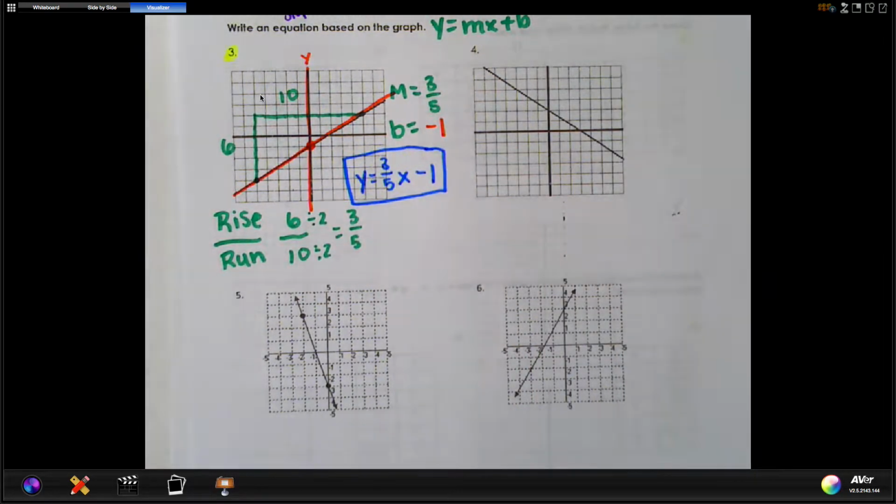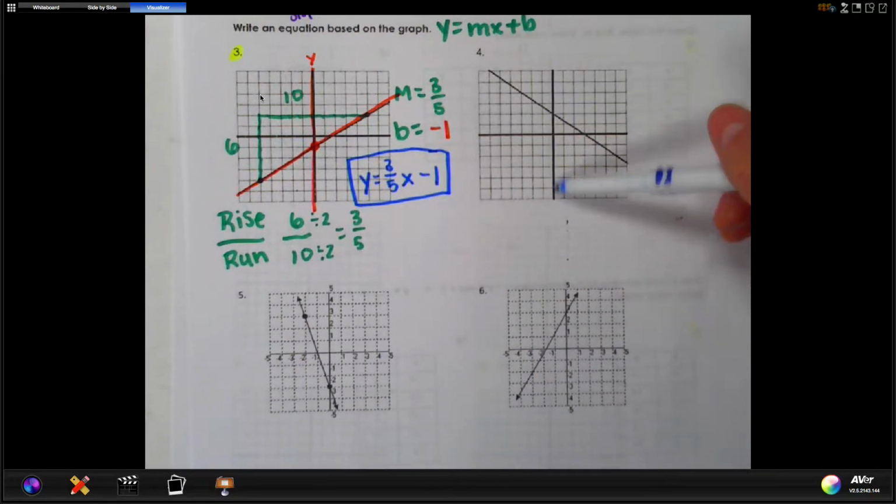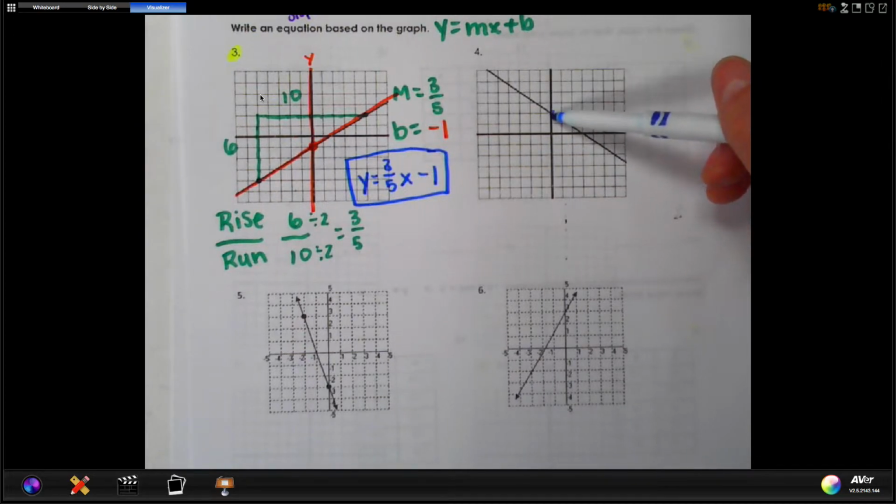Okay, now, just so you know, number 4 and number 6 do not have any points identified. You would have to identify them. What I would do is start by finding the y-intercept. So on number 4, look at your y line. Oh, there it is. It's right here. Okay, that can be 1 point.